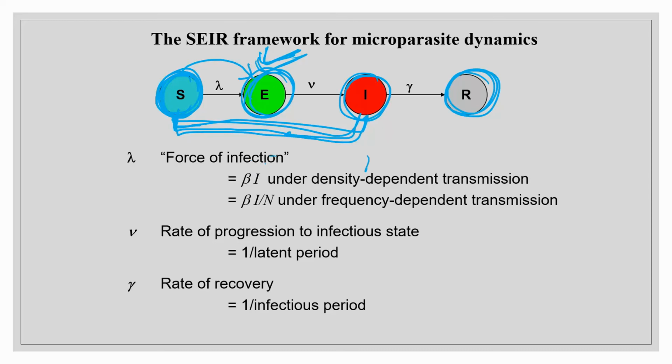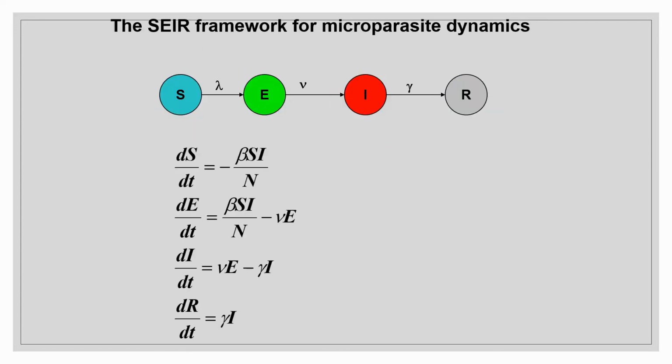I think this one is clear, what the need of the exposed class is. For example, I transmitted the disease to somebody, but it will take 2 to 7 days to start becoming infectious. So only after that period will he come into the I class. So with these assumptions, we have the following system of differential equations.